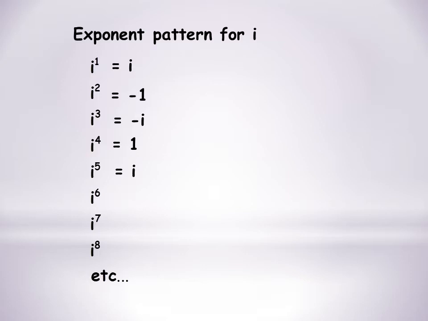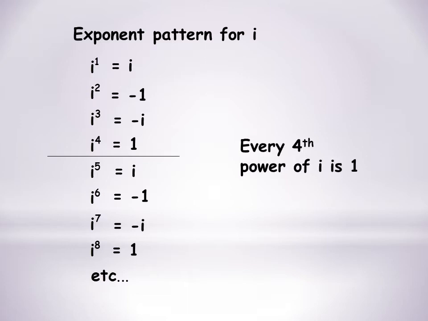And the same pattern can happen for i to the sixth. This would be i to the fifth, which is i, times i, so this would be -1. And you can see that this pattern starts to emerge where I have i, -1, -i, 1. i, -1, -i, 1. The most important thing to notice, however, when you take a look at this series is that every fourth power of i is 1. And we can use that to help us simplify higher powers of i.